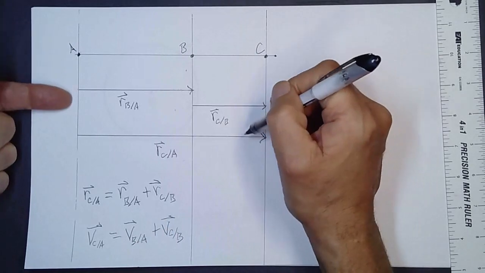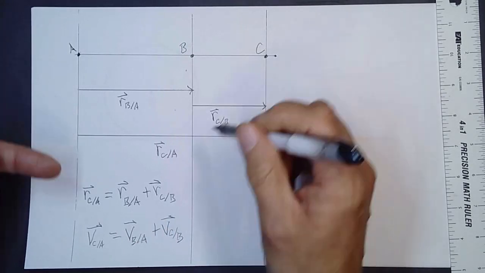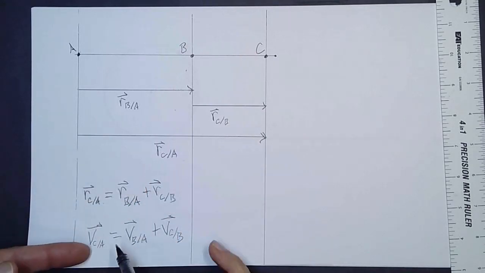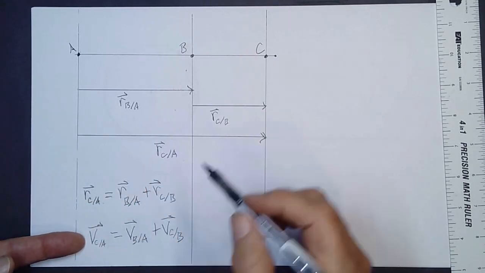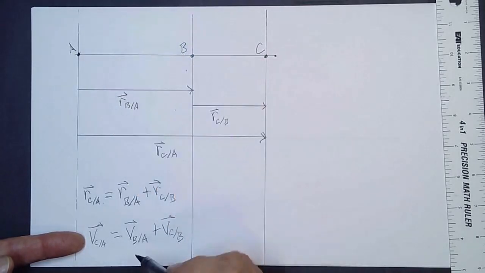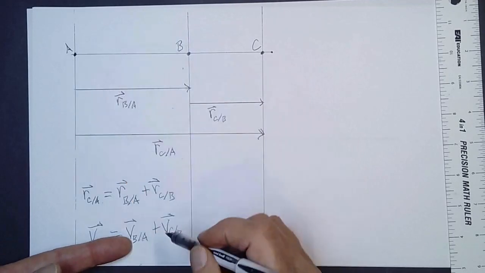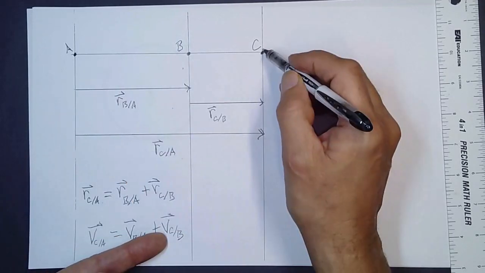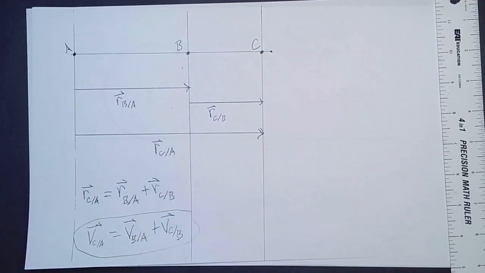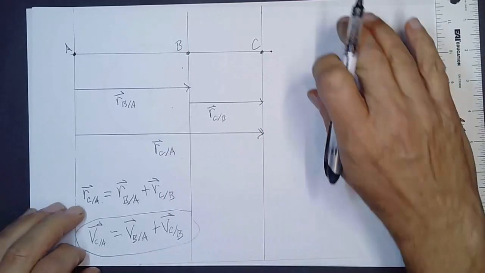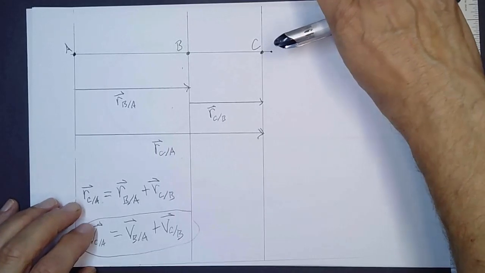So just by looking at these position vectors and seeing how this one is the sum of these two, I can also get that the velocity of C with respect to A will equal the velocity of B with respect to A plus the velocity of C with respect to B. This is the form that you saw for two-dimensional relative motion, relative velocities, but it works for one-dimensional as well. We just happen to put arrows on them.